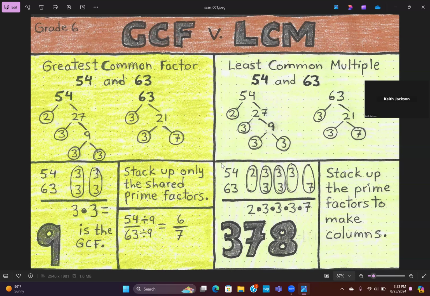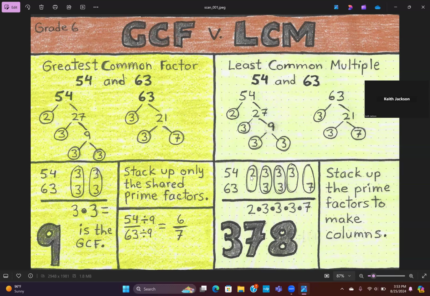But now I'm ready to keep on going with the least common multiple of 54 and 63 using those same prime factors. And what we're going to do in this case, we're going to stack up the prime factors to make columns. We're going to utilize all the prime factors for 54. We're going to utilize all the prime factors for 63. And we're going to line them up, making sure that the ones that they share, we line them up one on top of the other.